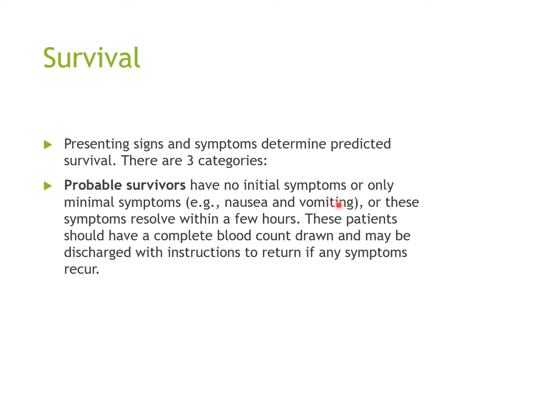So presenting signs and symptoms determine predicted survival. If somebody's been exposed to radiation, how they present, their symptoms, would determine whether or not the patient is going to survive. There are three main categories. Probable survivors have no initial symptoms or only minimal symptoms. Maybe they show up with nausea and vomiting. These symptoms may resolve within a few hours. You want to do a thing like a complete blood count, and then, if the patients are okay, they're good to go.